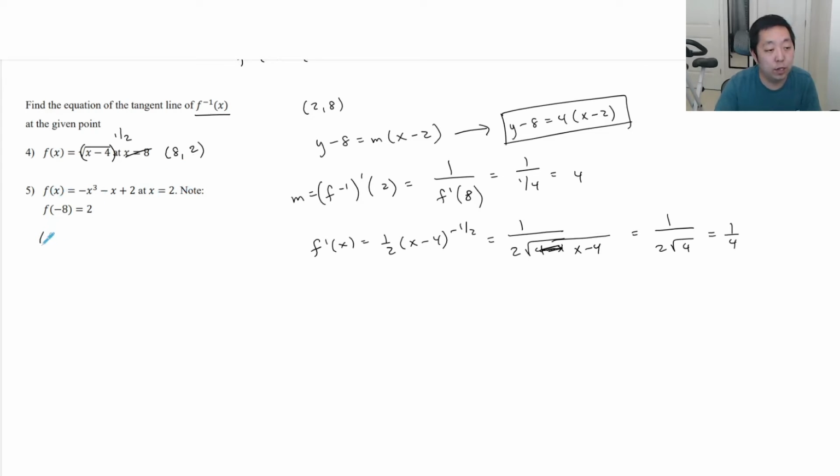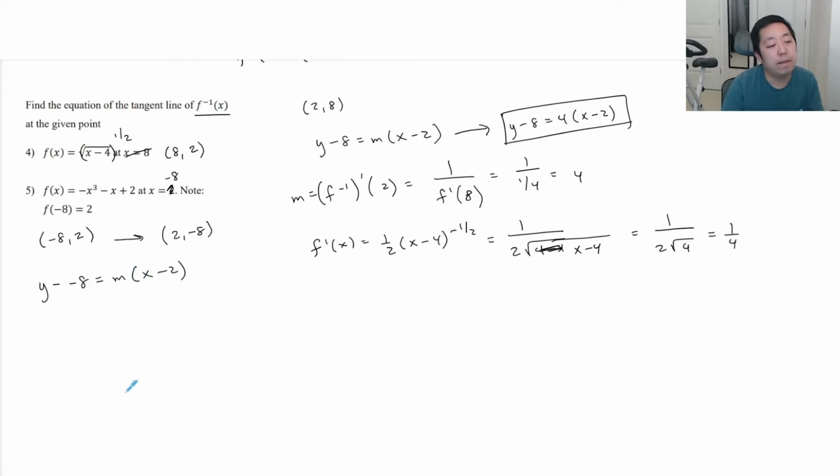Again, we're doing the point negative 8, comma 2. In this case, I should have said this one should have been x equals negative 8. So f of negative 8 is 2. Okay, so like we're going to swap it, right? The point we're going to use on the inverse function is 2, comma negative 8. So this would be y minus negative 8 is m times x minus 2.